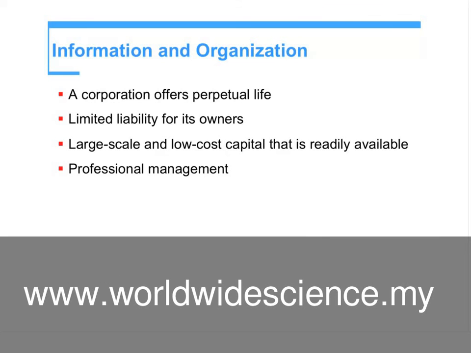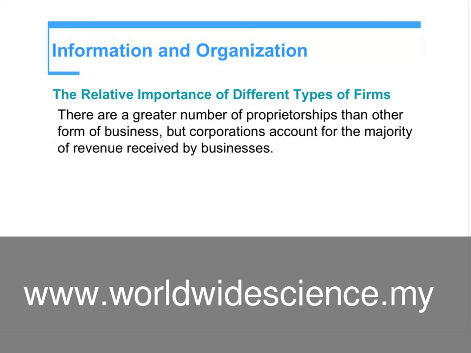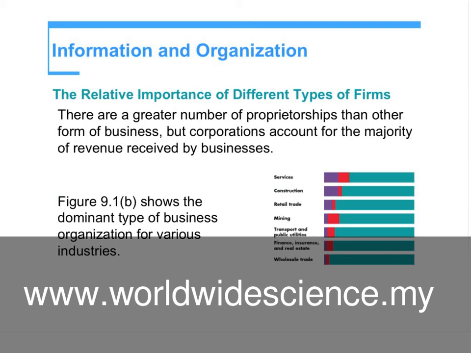So in this figure, as you can see, the frequency of each type of business, and it shows the dominant type of businesses for various industries. The green part is the corporations, the red portion is partnerships, and the orange part is proprietorships. The number of firms that are proprietorships is about 70%, and only 10% are partnerships and probably 20% corporations.